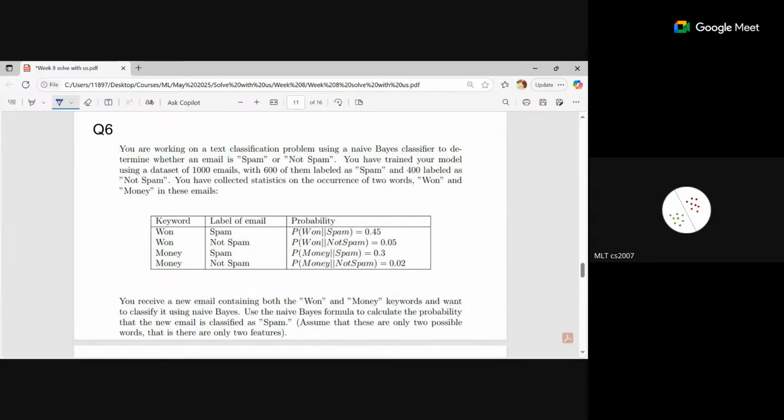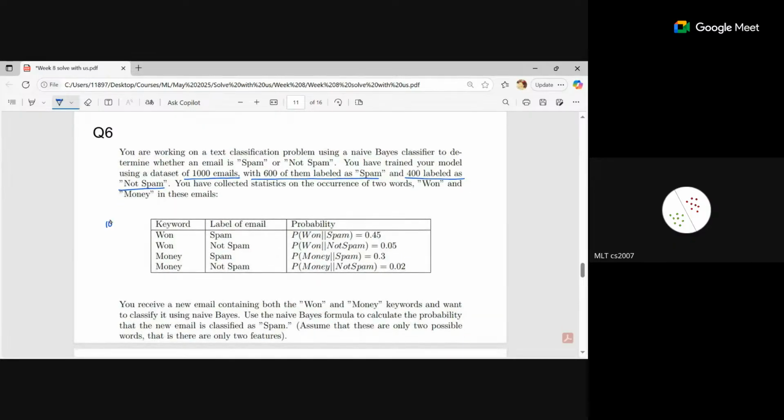All right. So this is another question. Here it's a spam classifier. Basically, you're working on a Naive Bayes-based classifier, which will help you determine whether an email is spam or not spam. You have trained your model using a data set of 1,000 emails, out of which 600 are labeled as spam and 400 are labeled as not spam.